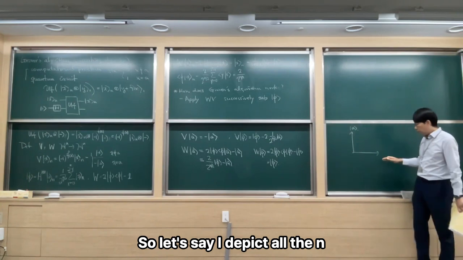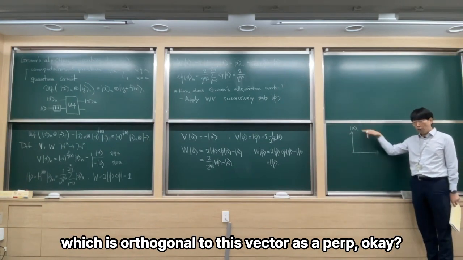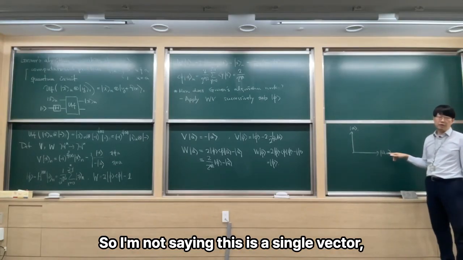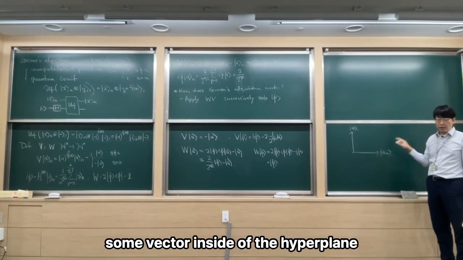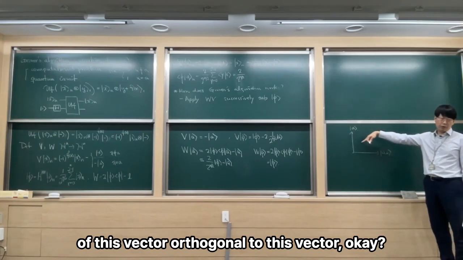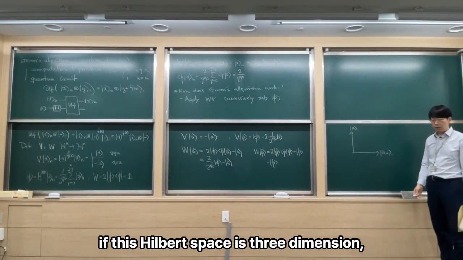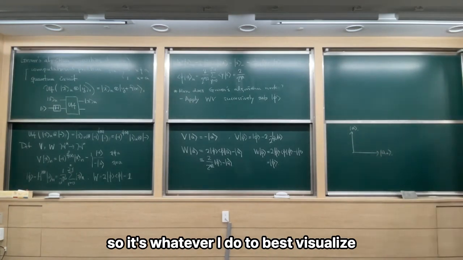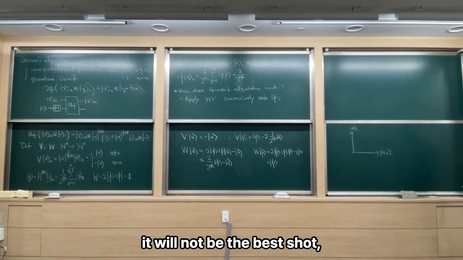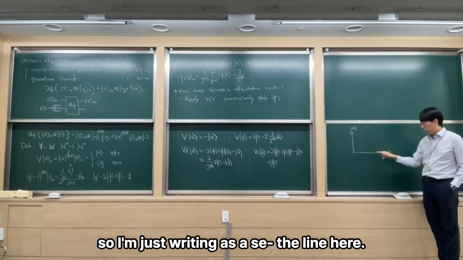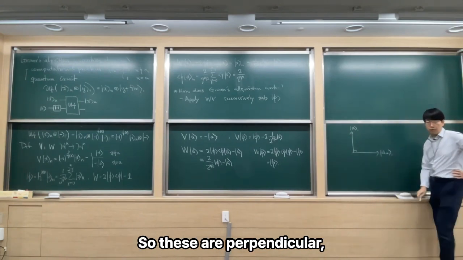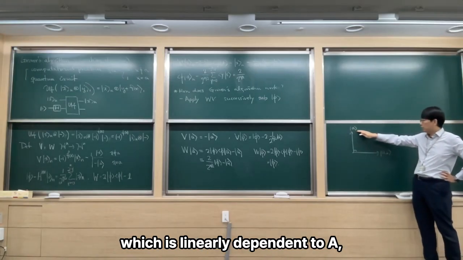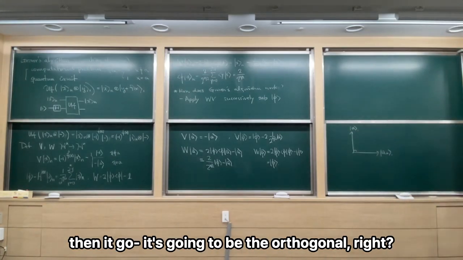Let's say I depict all the n-1 dimensional subspace, which is orthogonal to this vector, as A perp. I'm not saying this is a single vector. I'm just representing this as some vector inside the hyperplane orthogonal to this vector. If the Hilbert space is 3-dimensional, then this is a surface. But n is very large, so whatever I do to visualize will not be the best shot, so I'm just writing it as a line here. These are perpendicular, which means that if I take any other vector which is linearly independent of A, then it's going to be orthogonal, right?